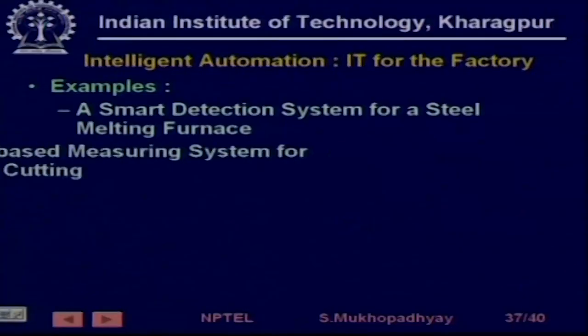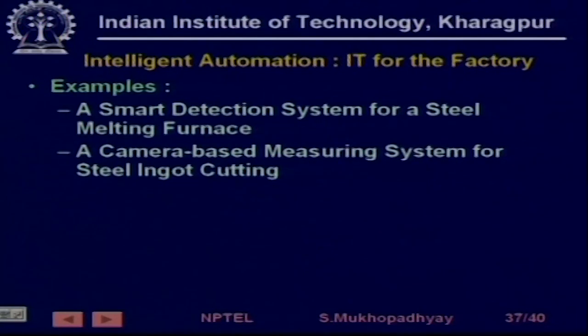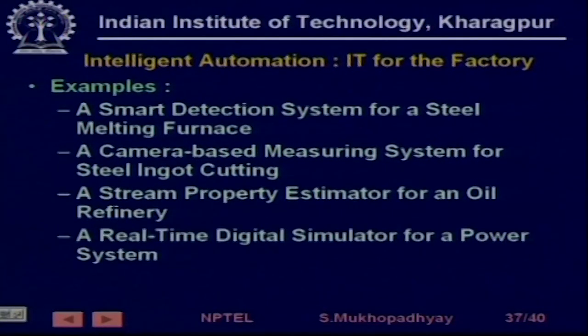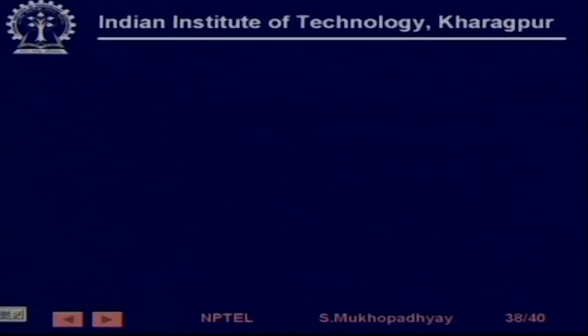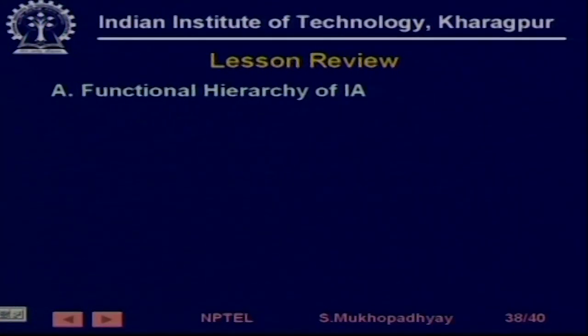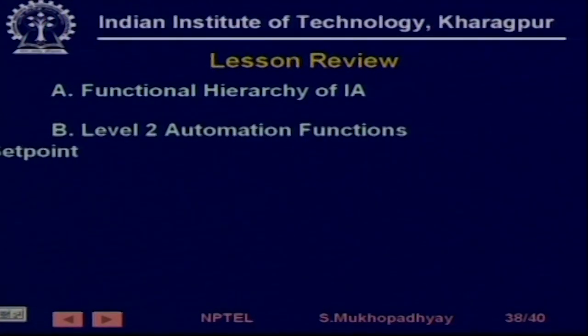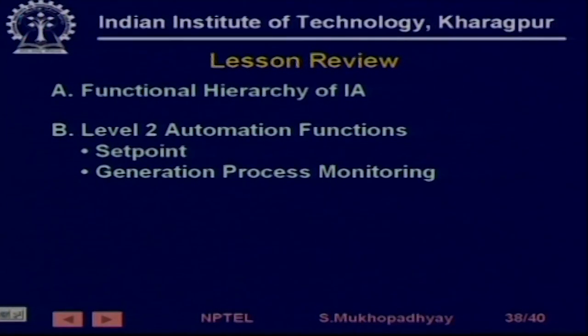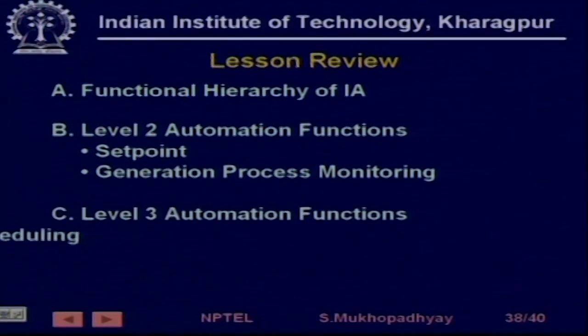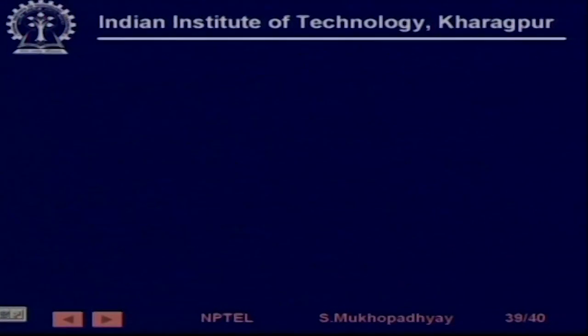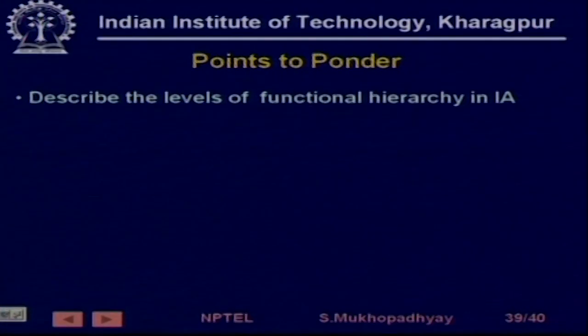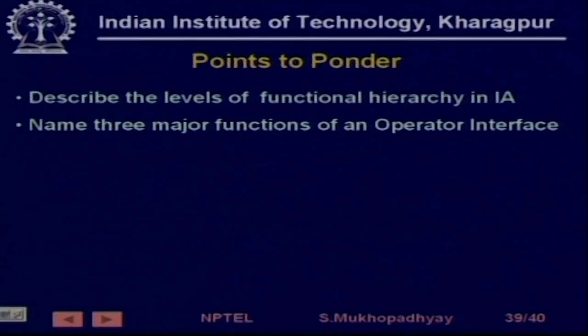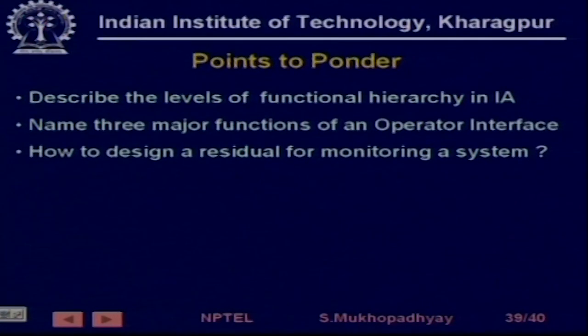Finally, I would like to comment that for making all that happen, you need a lot of intelligent automation, and therefore you need a lot of deployment of industrial technologies. Finally, lesson review. In this lesson, we have tried, in brief, to scan the three levels, level 2, level 3 and level 4 automation. And finally, you have some points to ponder. You can describe the levels of functional hierarchy, name three major functions.